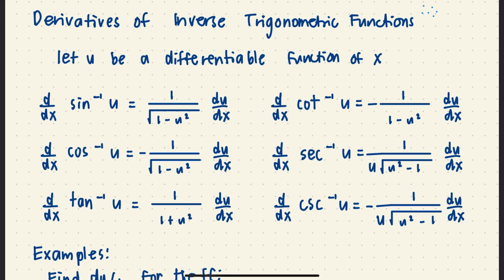Next we have arctangent and arccotangent. The derivative of arctangent is 1 over 1 plus u squared times du over dx. The derivative of arccotangent is negative 1 over 1 plus u squared, sorry, 1 plus u squared.